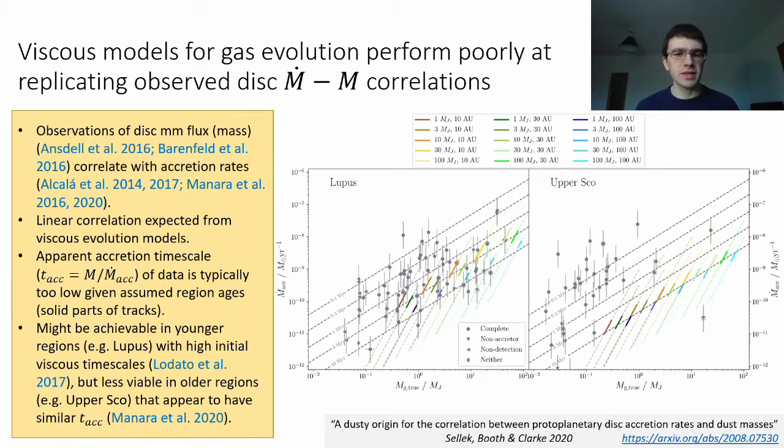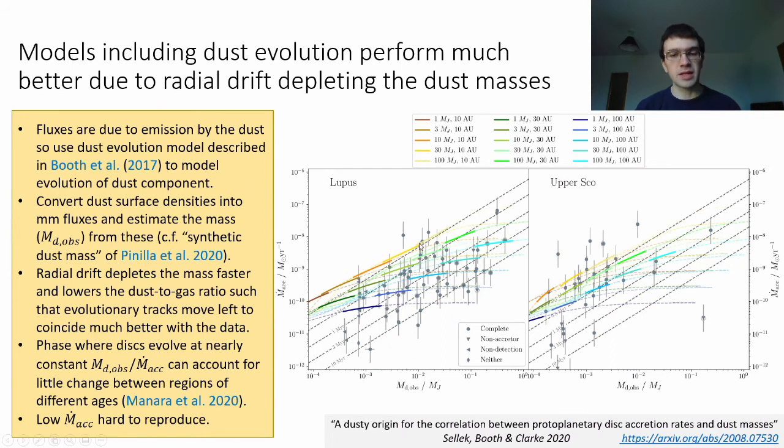So what we did was revisit this idea by simply looking directly at the dust masses themselves, because we would expect these to differ from the total mass because the dust is subject to different evolutionary processes. Specifically, it feels aerodynamic drag, which causes it to drift inwards and hence deplete faster than the gas component. So we would expect the gas to dust ratio to change both in time and with location in the disk. And you can see that when we modelled this, we found that the apparent mass that an observer would measure did indeed decline much faster, which pulled the tracks to the left towards the bulk of the data in both the younger and older regions.